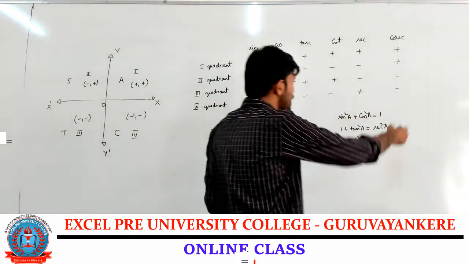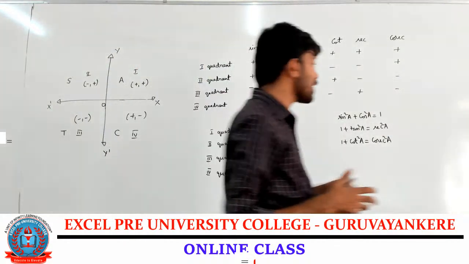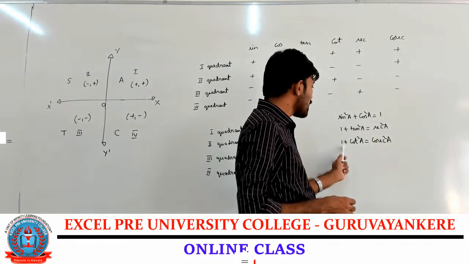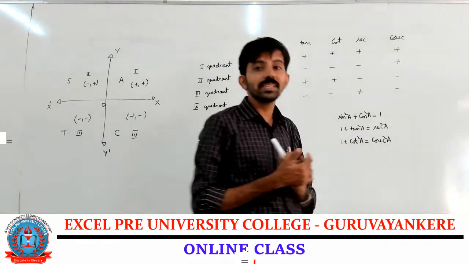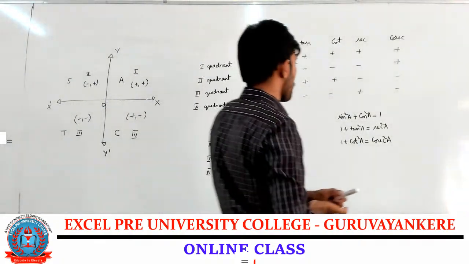These are called trigonometric identities. Sin square A plus cos square A equal to 1. 1 plus tan square A is secant square A. 1 plus cot square A is cosecant square A. Learn all these trigonometric identities.